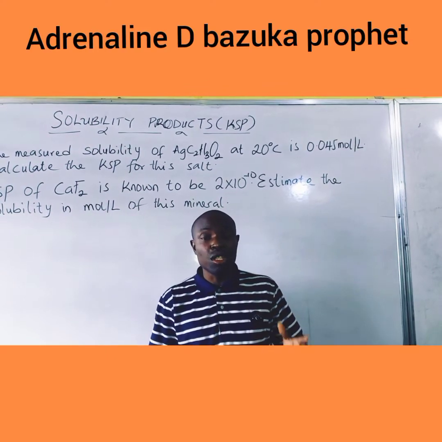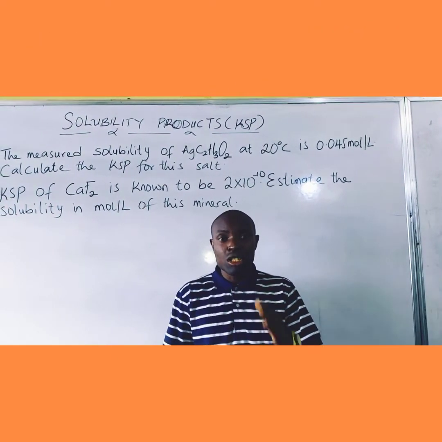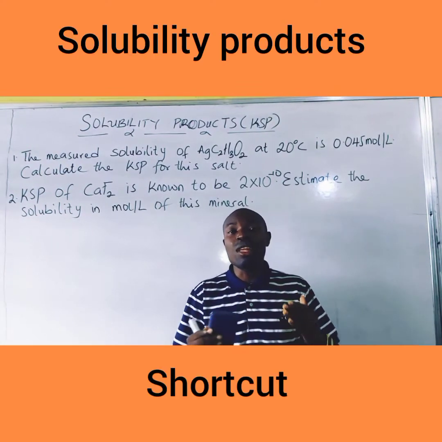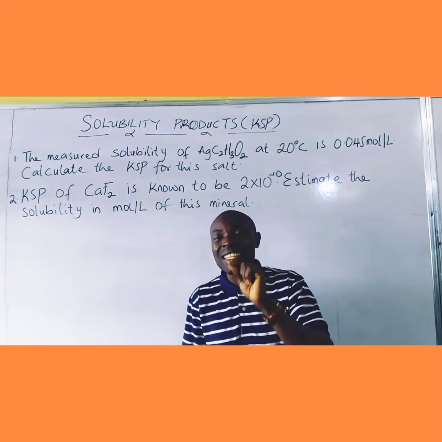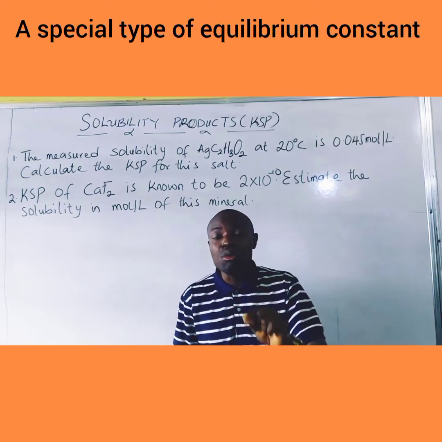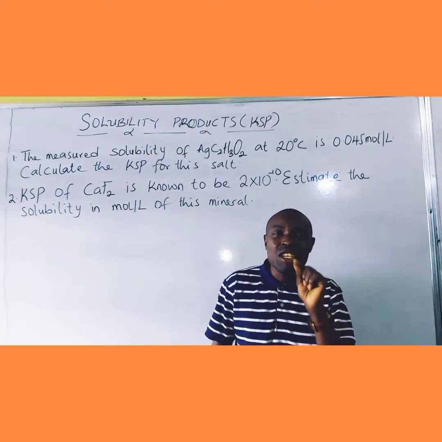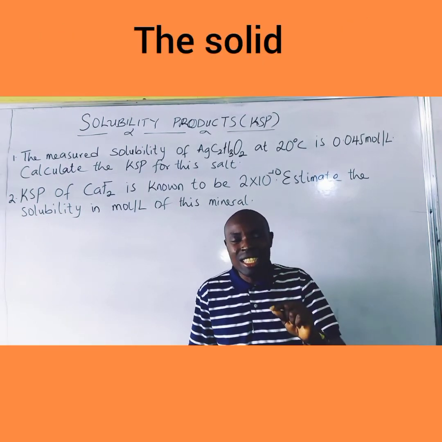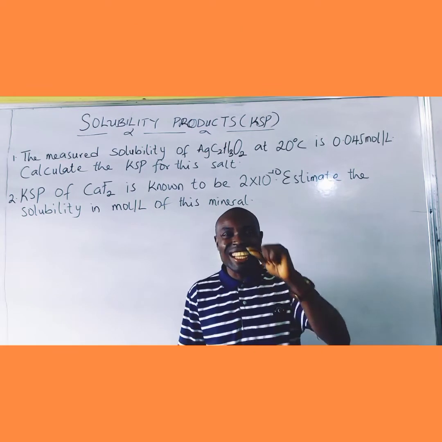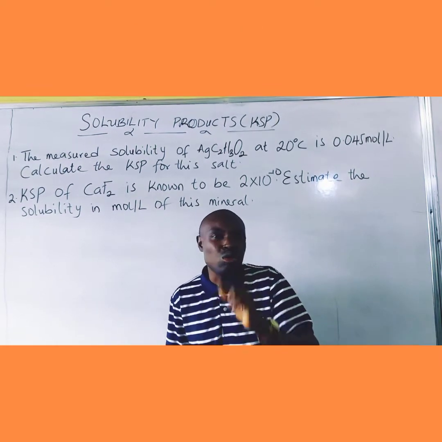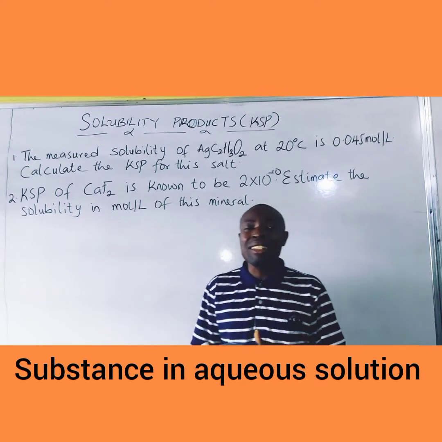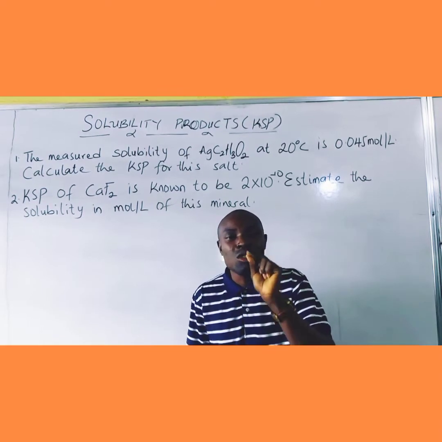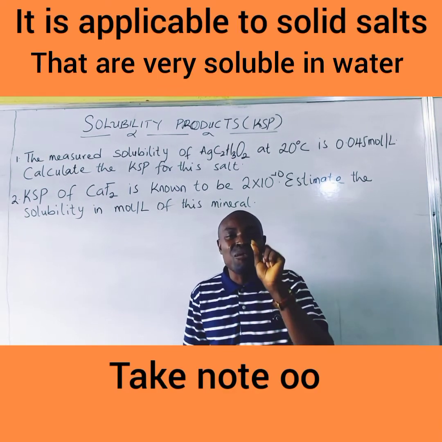A very interesting topic in the field of chemistry, talking about what we call the solubility product. Solubility product, which is also known as the Ksp, is a special type of equilibrium constant, in the sense that it gives information about the equilibrium between the solid substance and its ions in aqueous solution.